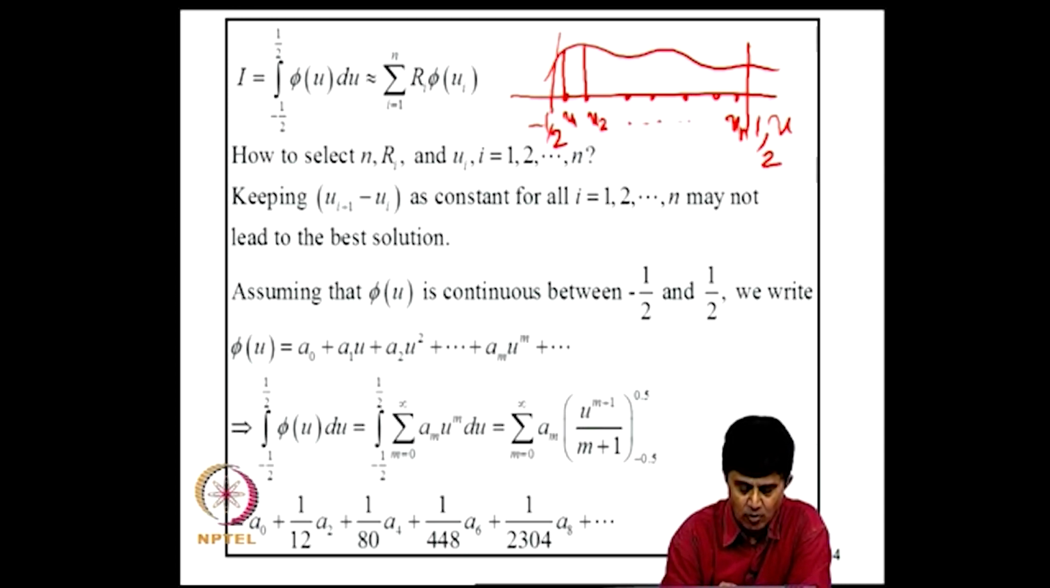Now, the question is therefore how to select n, that means how many points, how to select these weights and where to place these points where I am going to evaluate these functions, so that I get a good approximation to I. Keeping u(i+1) minus ui as a constant, that means you sample at a constant step size, may not be the ideal situation, because that depends on how this function varies. It may not lead to the best solution always. Now, assuming that φ(u) is continuous between minus half and half, we write a convergent power series expansion in this form.